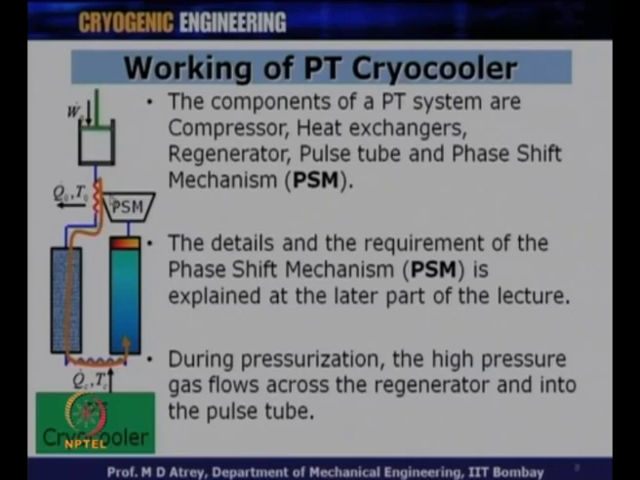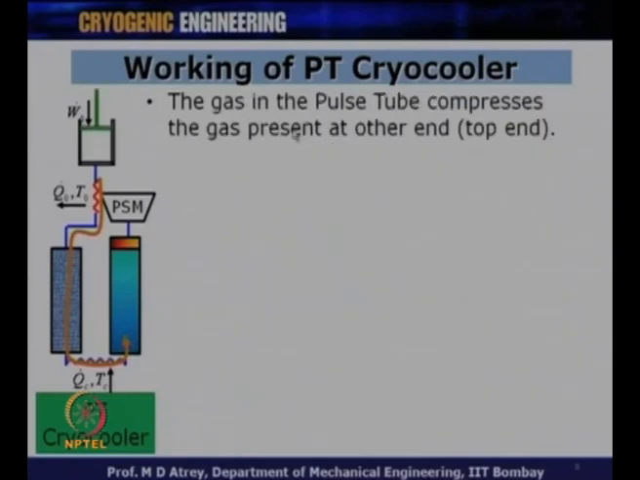During pressurization, the high pressure gas flows across the regenerator and into the pulse tube. As shown here by this arrow, the gas comes down, the aftercooler takes the heat of compression, the gas enters the regenerator and then enters the pulse tube. The gas in the pulse tube compresses the gas present at the other end. Everything was filled up earlier at an average pressure, or a charging pressure.